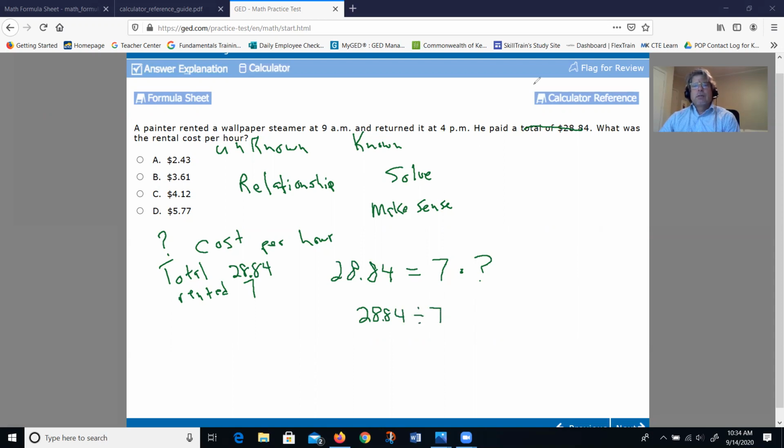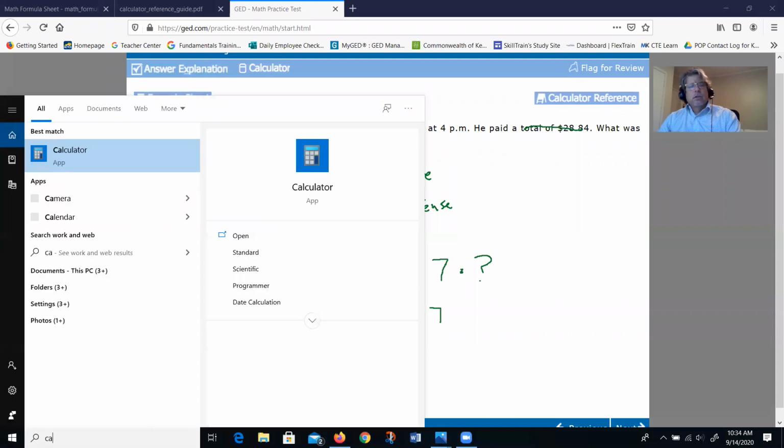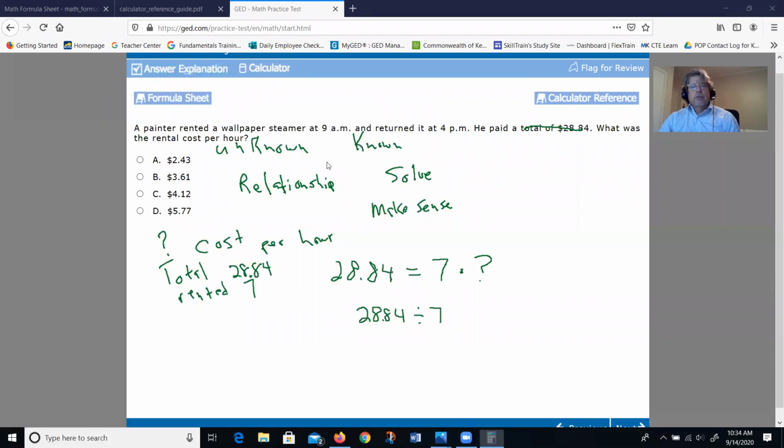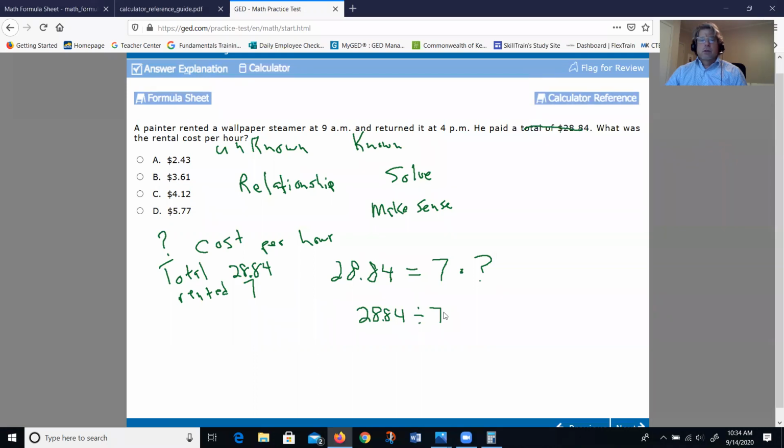So using my calculator, if I can find my calculator, let's see here. Don't really have a handy dandy calculator here, so we'll just have to use what's on the computer. So this $28.84 is just being divided by the 7. That's going to give me this $4.12. So we pick up on that $4.12 as our answer.